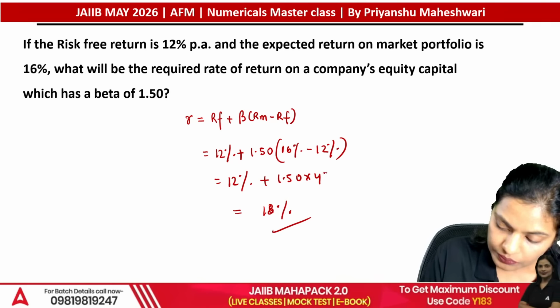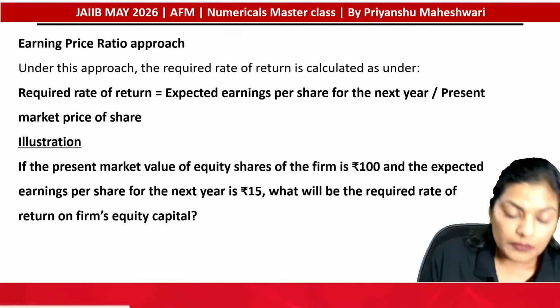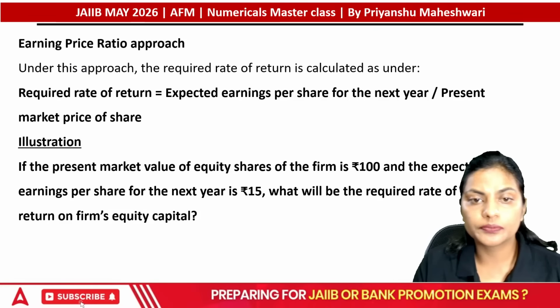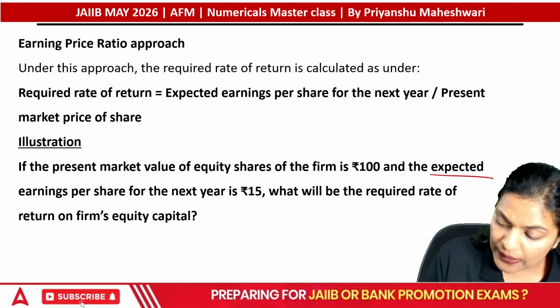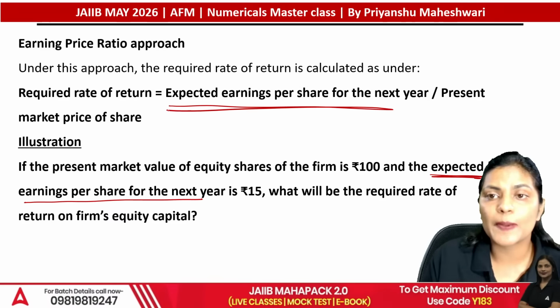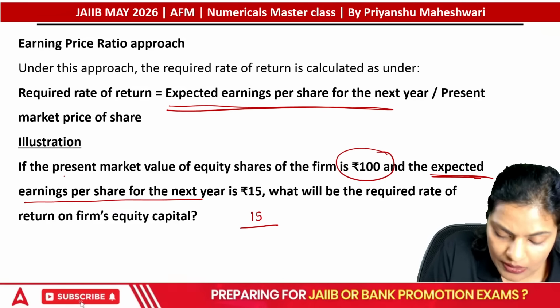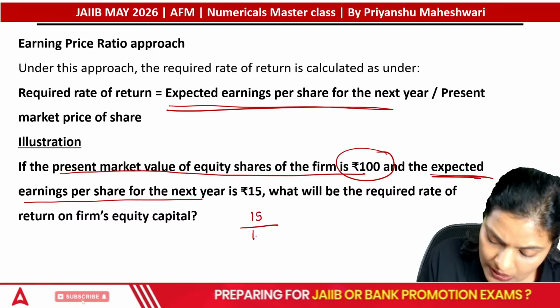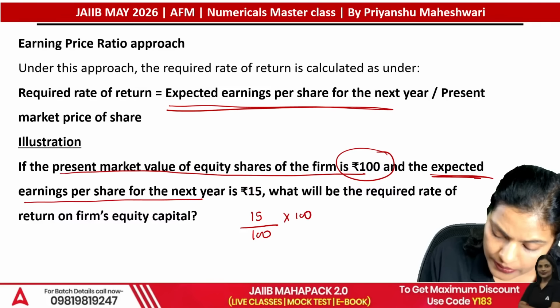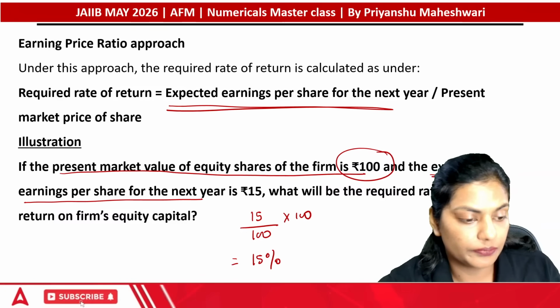Correct? Then, earning price ratio. Now see, expected earning per share is given now, so do not get confused. It should be expected earning per share, that is 15. What is the current market price? The present market value of share is 100, so 15 into 100, that is 15%. Correct?